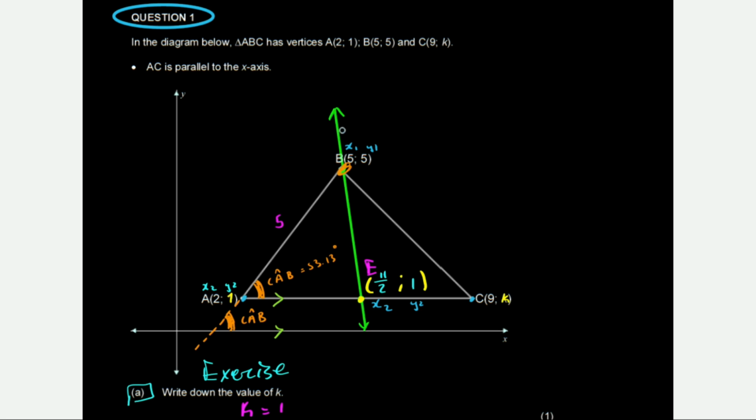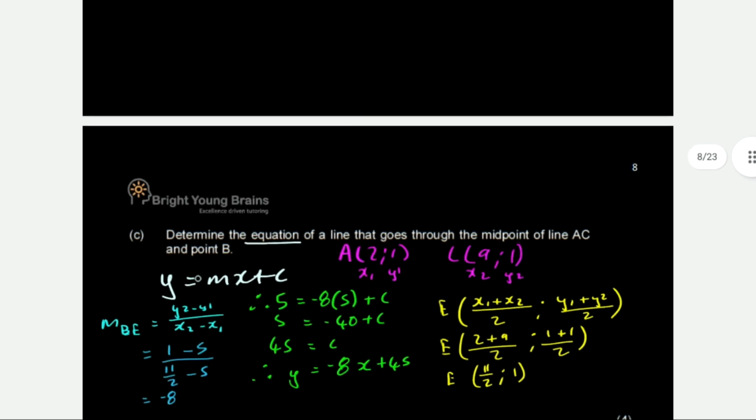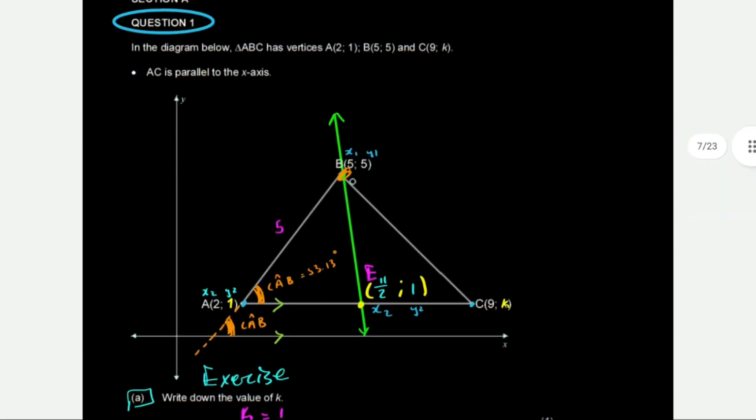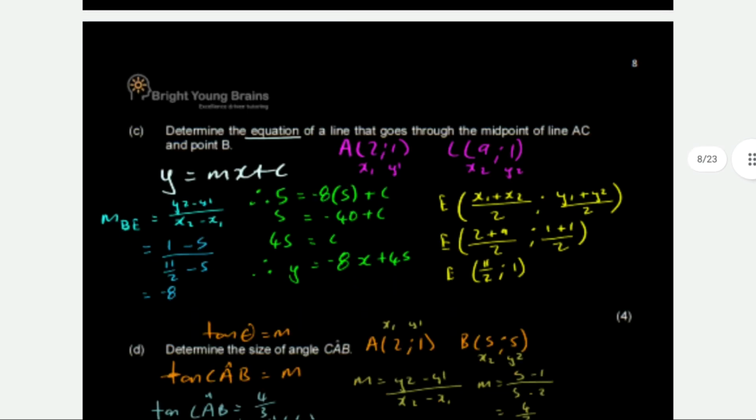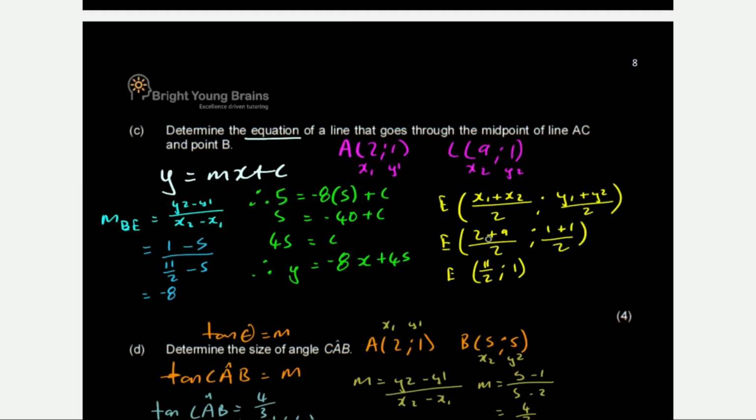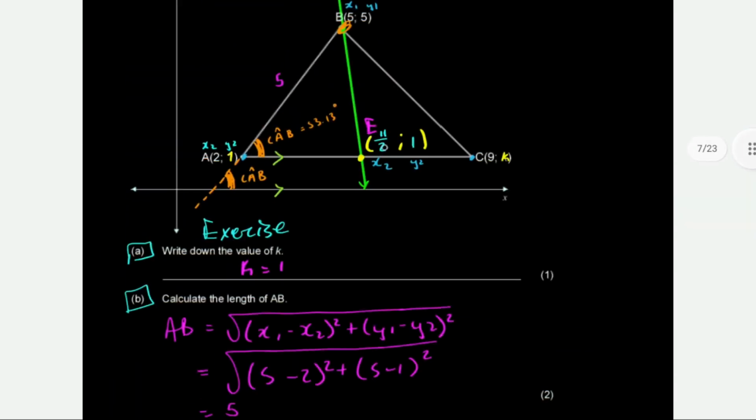So getting the equation of this line, the first thing is a straight line obviously has an equation y is equal to mx plus c. So we just need the gradient and the y-intercept of that line. The gradient of this line, we need these two coordinates to put into the gradient formula. The coordinate of E, we can get by getting the midpoint of AC using the midpoint formula. Hence why we're getting E, which is the midpoint. So here we got 11/2 and 1.